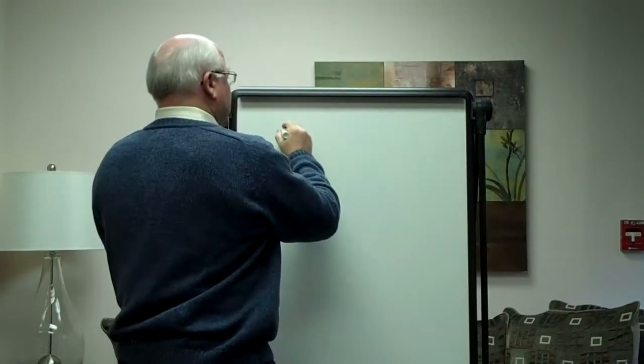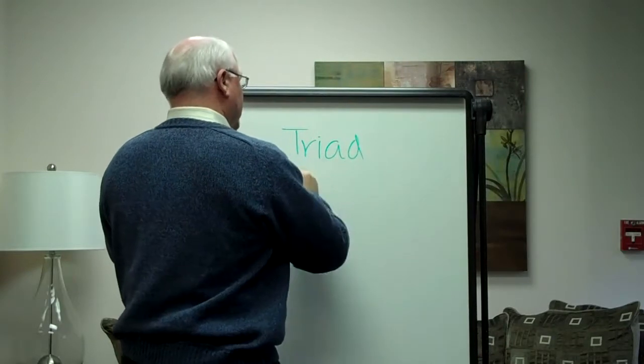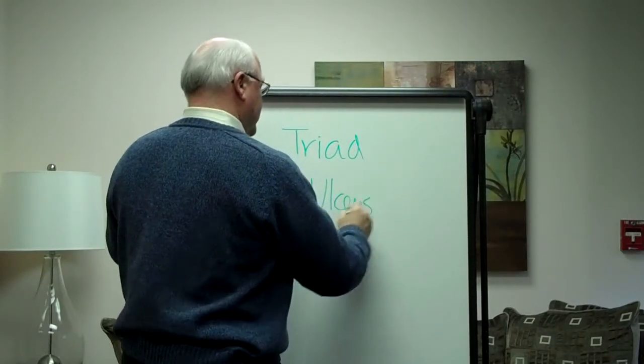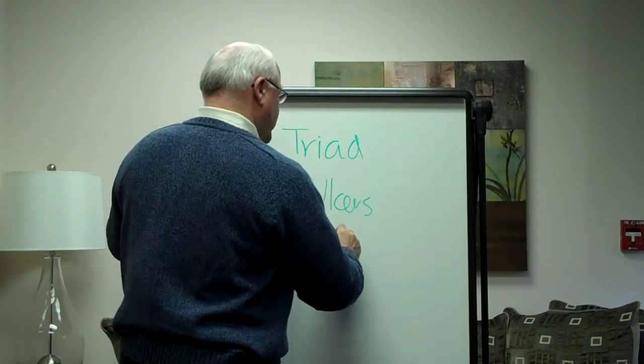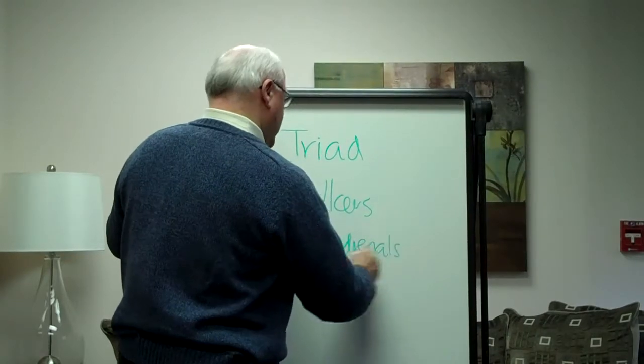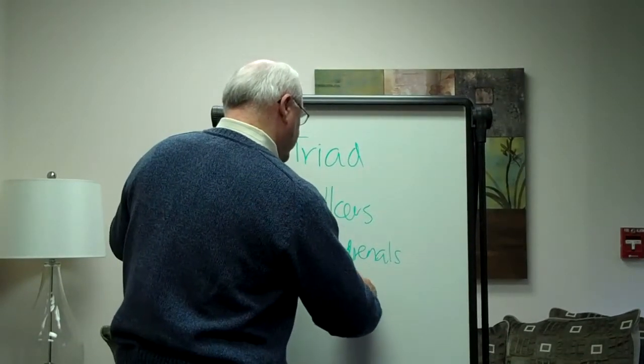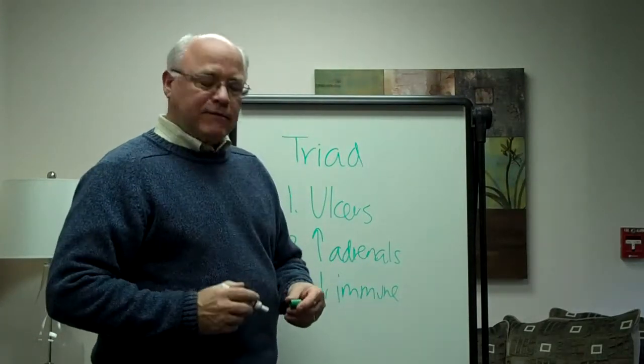So he observed that there were three main things that animals developed, a triad of symptoms, and one was stomach ulcers, and the second was enlargement of the adrenals, and the third was atrophy of the immune system organs, the spleen, the thymus, and the lymph nodes. So the triad that Selye observed was ulcers in the stomach, an enlargement of the adrenals, and an atrophy to the immune system organs, thymus, spleen, and lymph glands.